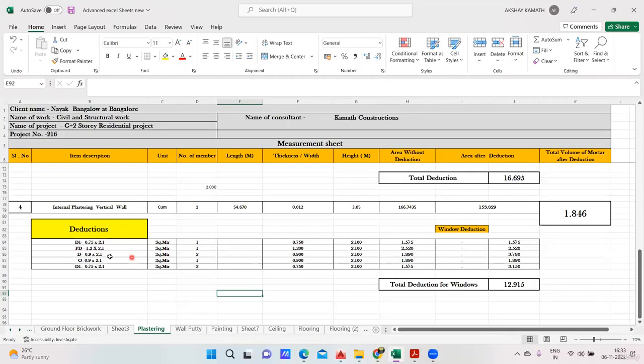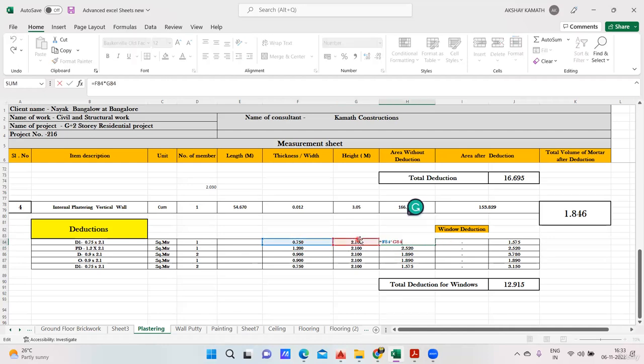Now you measure this. 0.75 you write here. 2.1, 1.2 into 2.1. This is all area. Final area you find here. How do you find? 0.75 into 2.1. 1.2 into 2.1. 0.9 into 2.1. 0.9 into 2.1. 0.75 into 2.1. So this will give me the area of openings.